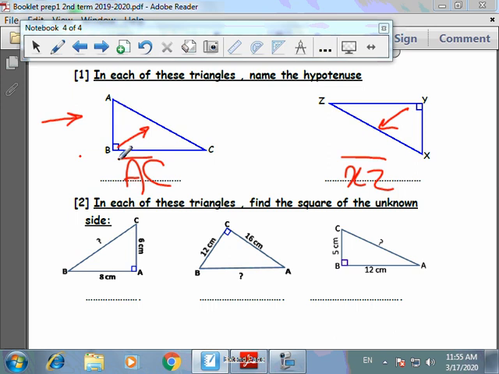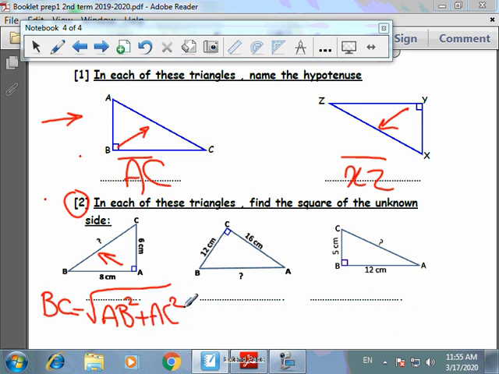Let's go to number 2. I have AC 6 centimeters and AB 8 centimeters. So the first question I have to ask myself, what would I like to find? I would like to find the hypotenuse. So BC is the hypotenuse. So BC equals root AB squared plus AC squared. Let's substitute by numbers. So root 6 squared plus 8 squared would be 10 centimeters. That's it. Okay, let's go to the next one.